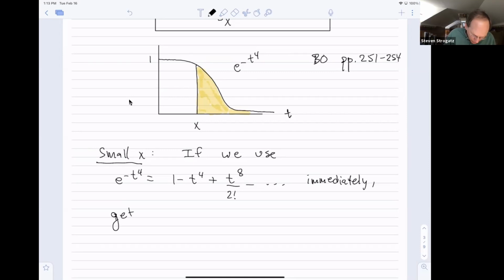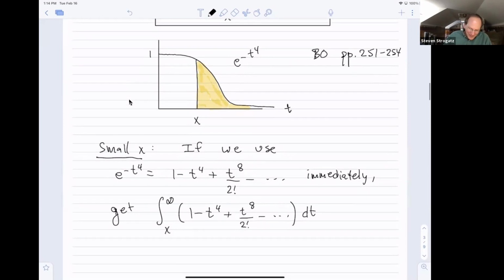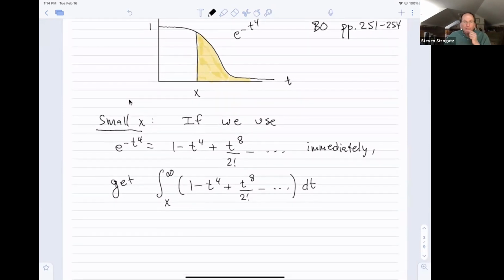Then what would we get? So we're interested in going from x to infinity. So the integral of 1 minus t to the fourth plus t to the eighth over 2 factorial minus ... dt. I mean, maybe you can already see there's going to be trouble in thinking about that because even the first term, just integrating the 1 from x out to infinity, looks like it's giving something divergent.